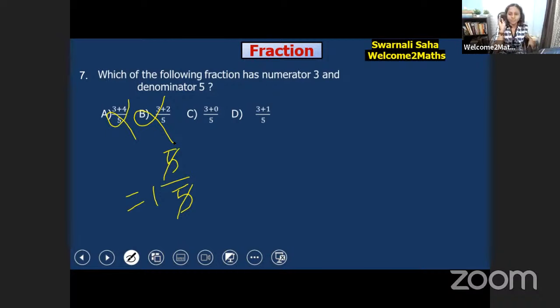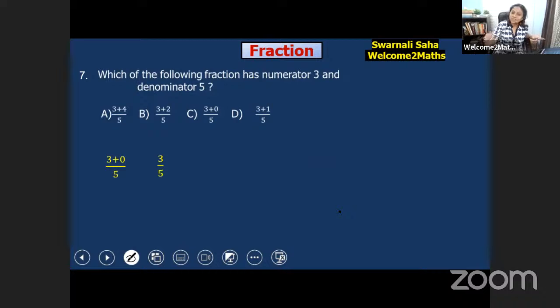So let's move on to option C. Option C here you can see is 3 plus 0 by 5. 3 plus 0 by 5 means what? 3 plus 0 is 3, and in the denominator there is 5. Whenever we add any number with 0, we get the same number. So 3 plus 0 is 3 and it's 5. So it is our answer. Option C is the right one. Very good. C is the right one.